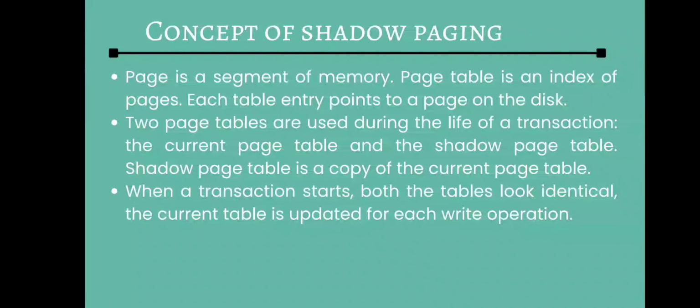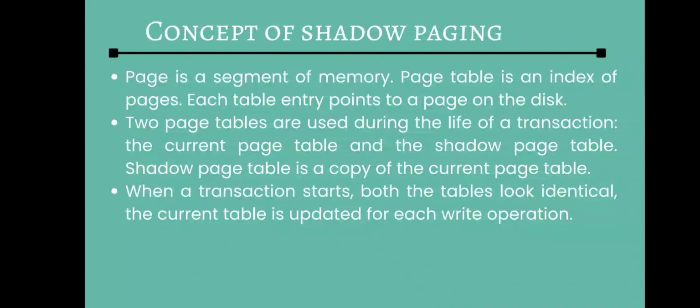Two page tables are used during the life of the transaction: the current page table and the shadow page table. Shadow page table is a copy of the current page table. Yes, whatever the current data is there, it is the shadow. It is the shadow means it is reflected. Whatever buffer memory is copied here and whatever changes are done, it will go to the shadow pages and then it will reflect to the database disk blocks.